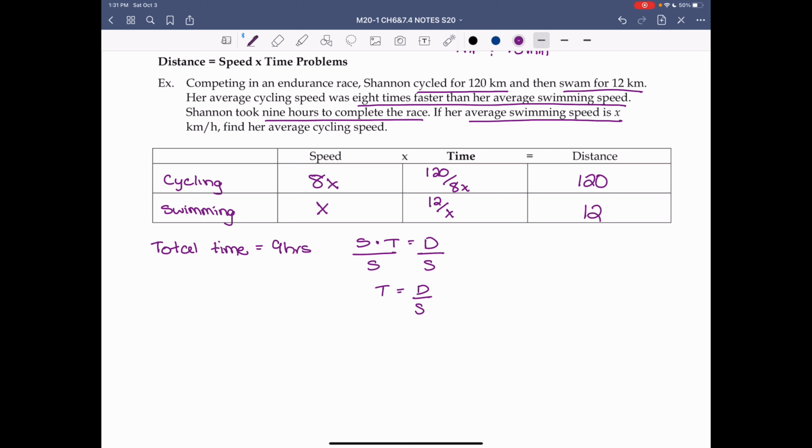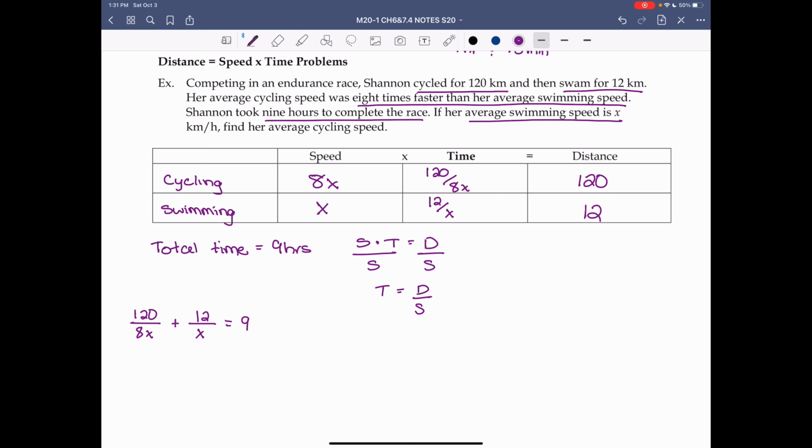Once our table is filled in, we can write an equation. We should always have some other piece of information that doesn't fit in our table, which for us was the total time equals 9 hours. We have expressions to represent the time for each activity, so we can write the equation 120 over 8x, which is the time spent cycling, plus 12 over x, which is the time spent swimming, is equal to 9 hours, the total time it took her to complete the race. And then we can solve.